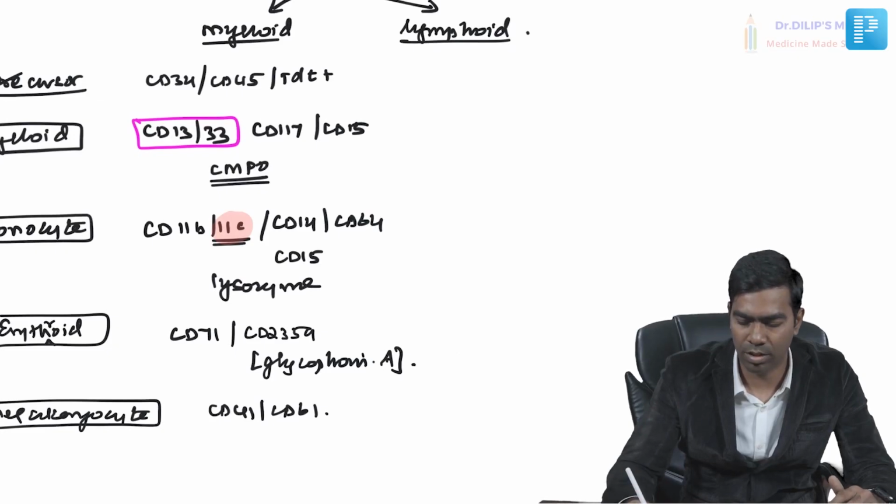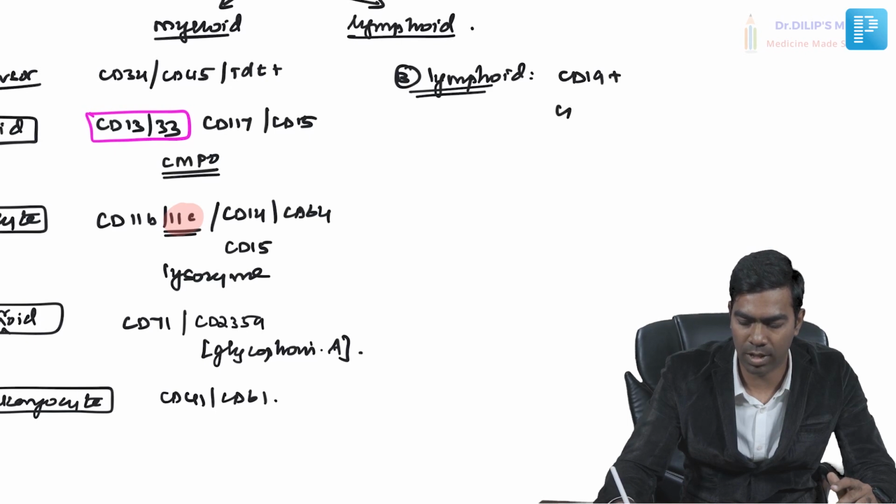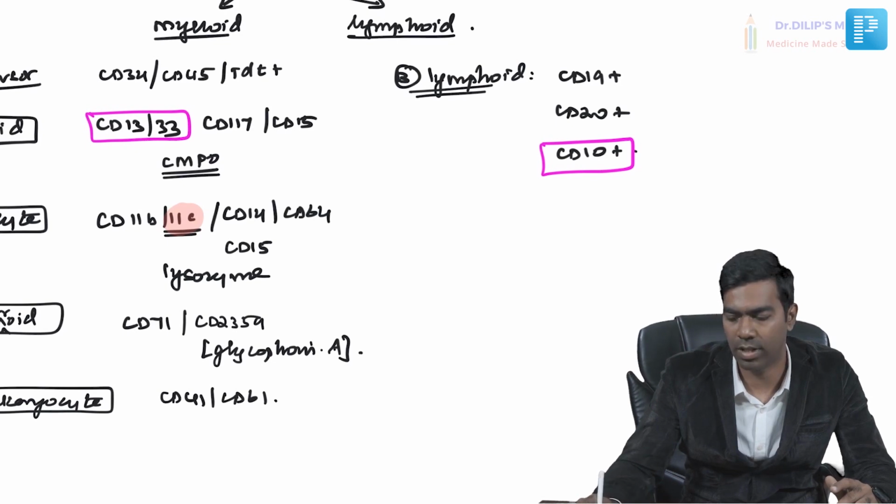So lymphoid markers, if it's a B cell based acute lymphoblastic leukemia, it's going to have CD19 universal marker, CD20 and CD10 positive. Remember, CD10 is one thing that is universally positive in all ALLs. Later on we found out it was seen in many other cells as well, but it is seen in many, many ALL cells. This is what we refer to as common ALL antigen, CALLA.